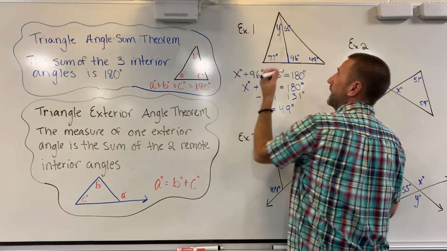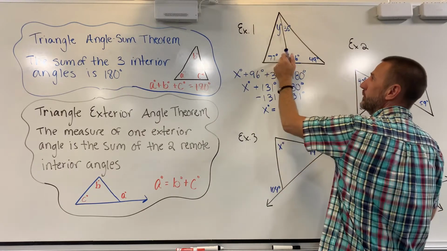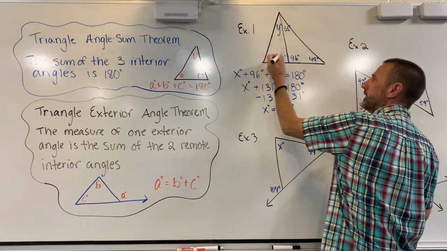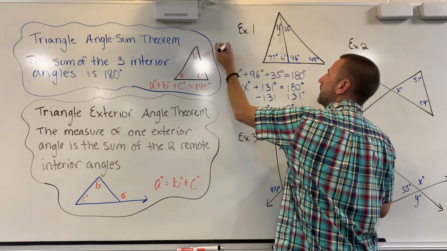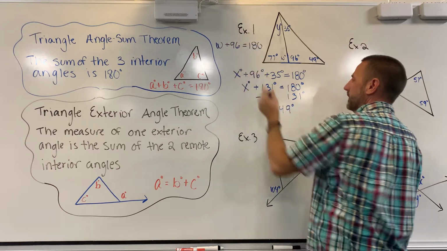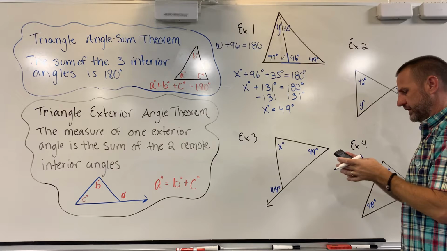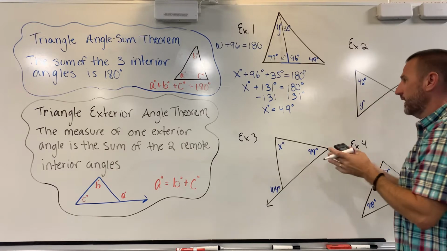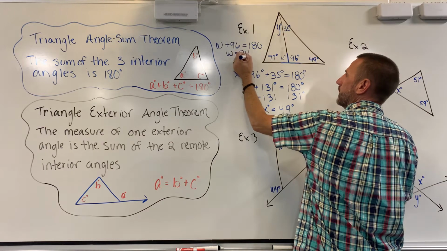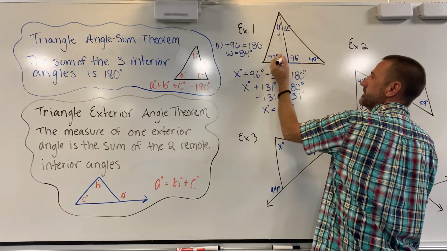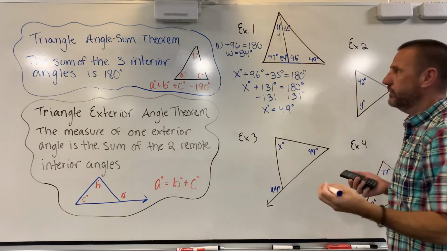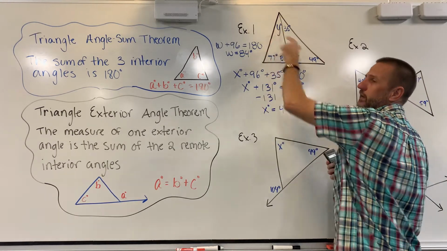Let's see, I'm going to have to give this a variable because I need this number to find this one. So I'm going to give this a W. So W plus 96 equals 180. Well, let's minus that 96. So 180 minus 96 tells me that this one right here, W, was equal to 84. All right, well now I have something I can work with, because now how many measures do I have? 2. And I just have to figure out the third one.